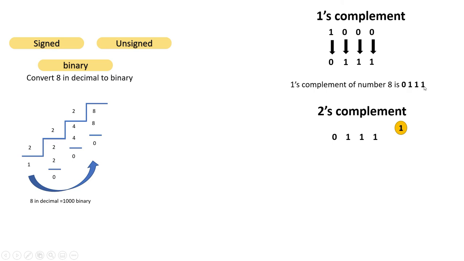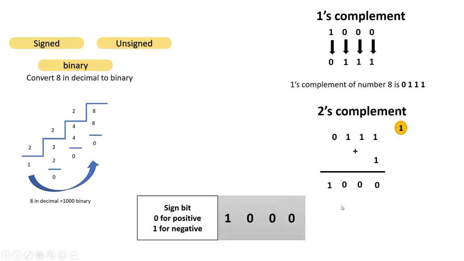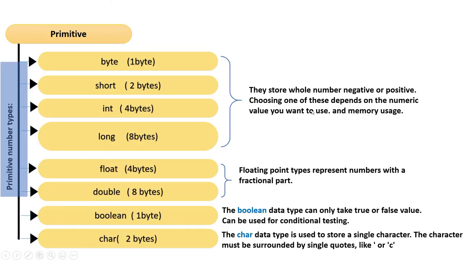If we want to get the 2's complement, we add 1 to the 1's complement. So let's add plus 1. 1 plus 1 is 0, carry over 1. 1 plus 1 is 0, carry over 1. 1 plus 1 is 0, carry over 1. 1 plus 0 is 1. So this is the 2's complement, 1000. And the first bit is called the sign bit. If it's positive, it's 01000, and if it's negative, then it's 11000.